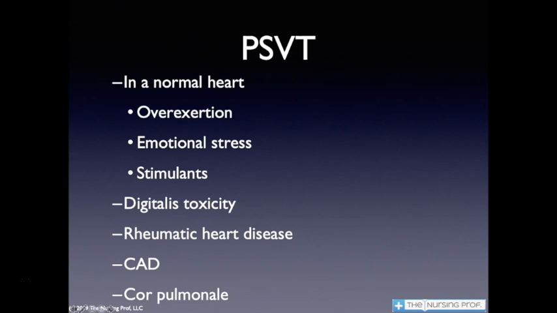So in a normal heart, maybe somebody who does not have underlying cardiac disease, if a patient's using a lot of stimulants, maybe the patient is having some problem with asthma and they're taking a lot of asthma medications, add to that some overexertion and stress, and those things could stimulate the heart, or I guess overstimulate the heart, so the patient goes into PSVT. Digitoxicity can also cause PSVT. Otherwise, it's going to be probably in a patient who has coronary artery disease.